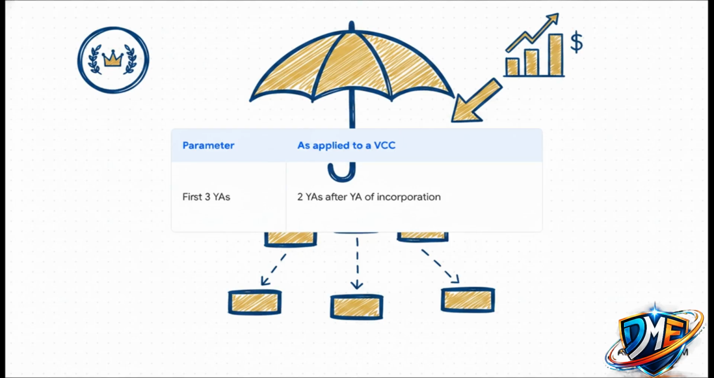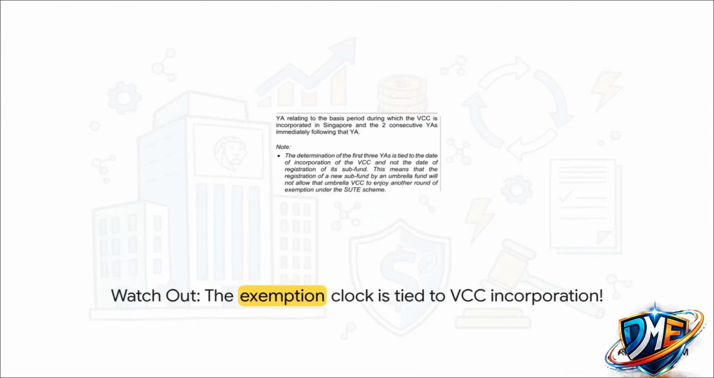The umbrella VCC then takes those benefits and allocates them across its subfunds in whatever manner it considers fair. Now listen up, because here is a major watch-out moment for your blueprint. Because the SUT exemption only applies to the first 3 consecutive years of assessment, the clock starts ticking literally the exact moment the main umbrella VCC is incorporated. So if you decide to register a brand new sub-fund, say 2 years down the line, no way. It does not restart the SUT clock. Once it's ticking, it's ticking.